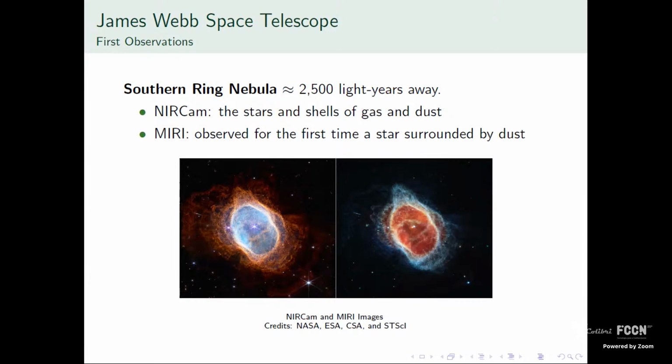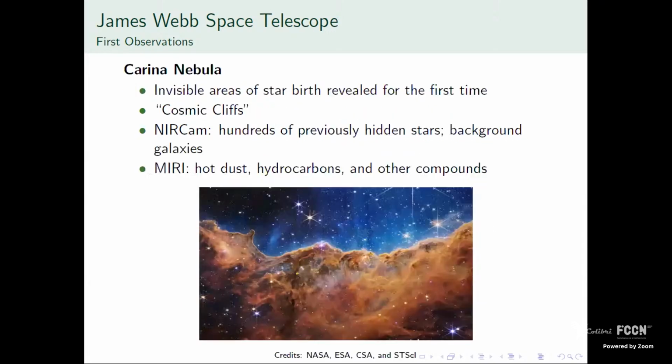So with the NIRCam, we are able to observe, I don't know if you can see, but at the center of the nebula there are two stars. So we are finally able to see the two stars orbiting each other, and one of them is actually a white dwarf by now. And so this was never seen with Hubble, and was now seen in the first images of the James Webb.